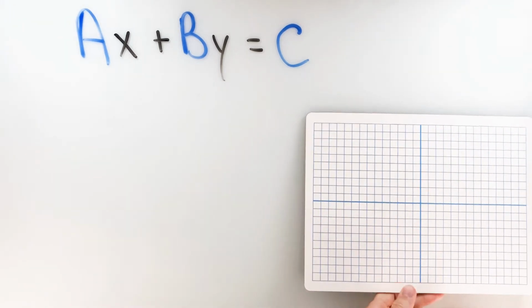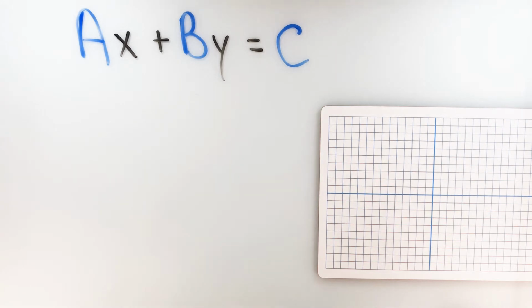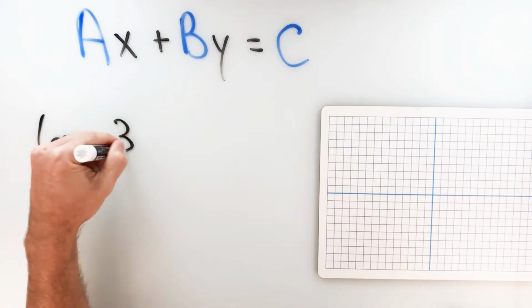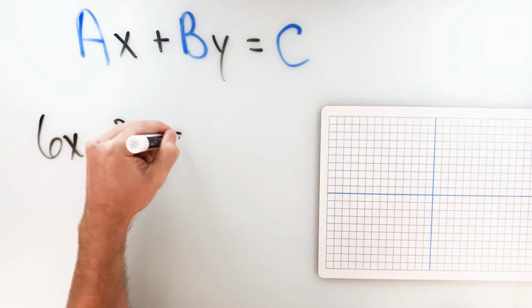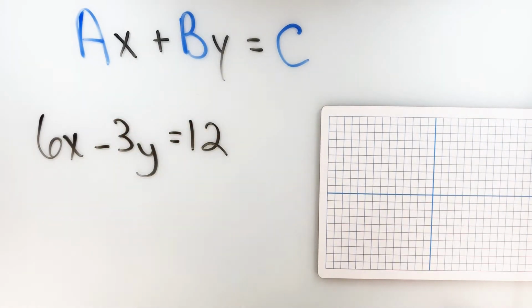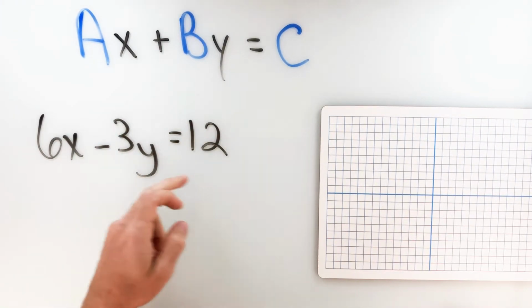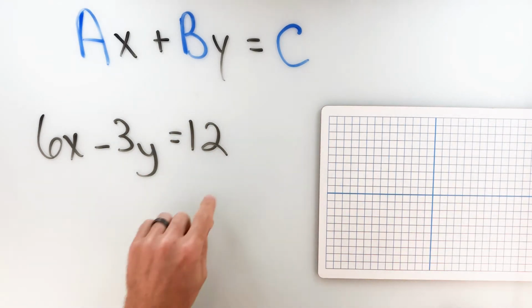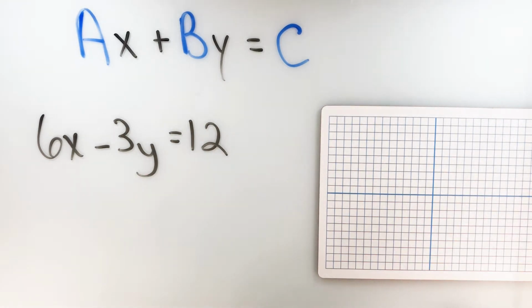I'm going to graph out here. So let's say we have a line in standard form. I'm going to write, say, 6x minus 3y equals 12. Okay, so 6, 3, and 12 are A, B, and C values. You can see that they are integers. Let's say we want to graph this line. When we're graphing a line, really all we need is 2 points. Once we have 2 points, we can graph a line.